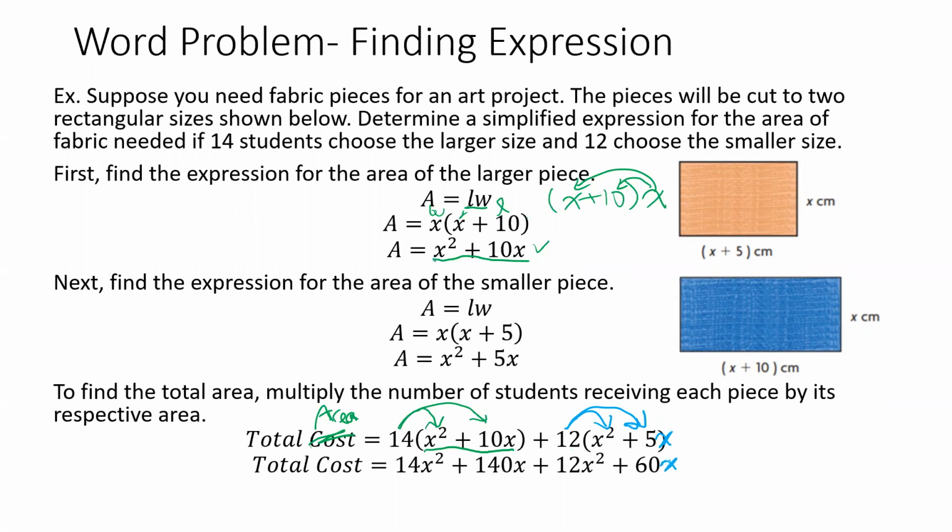And of course, in my last step here, and I hope I actually simplified this, I can't remember if I did, and I made a couple mistakes here. This was done a little bit late at night, so there definitely could be some errors here. We add up the like terms, so we have 14x squared plus 12x squared, which gives us 26x squared. And then we have 140x plus 60x, which gives us 200x. And there is our final answer.